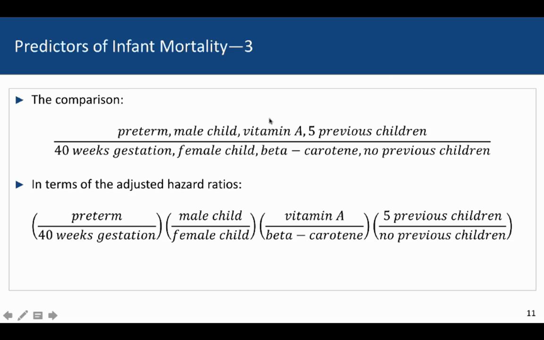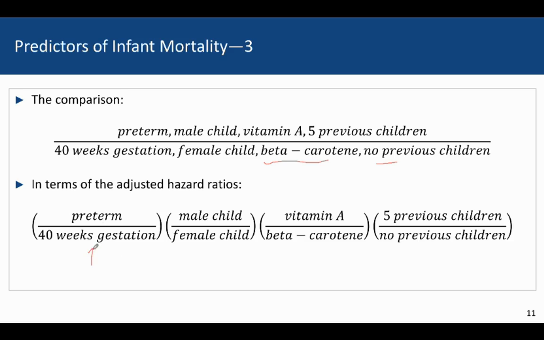So what we're comparing here on the numerator is preterm male children whose mothers were randomized to vitamin A group and mothers had 5 previous children, to a group of children who were 40 weeks gestation, who were female, whose mothers were randomized to beta-carotene and had no previous children. So if we look at this in terms of the pieces, there are the adjusted hazard ratios.